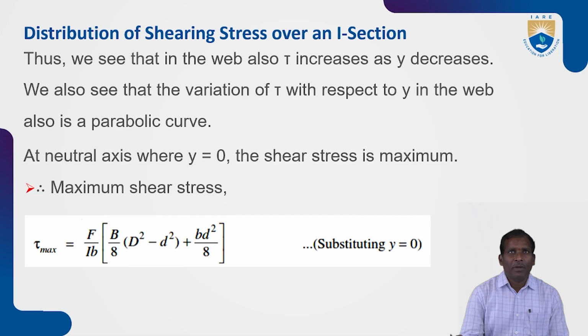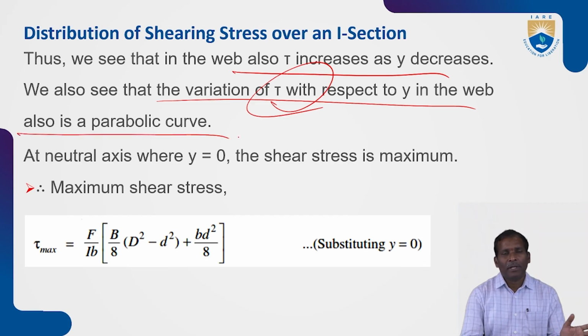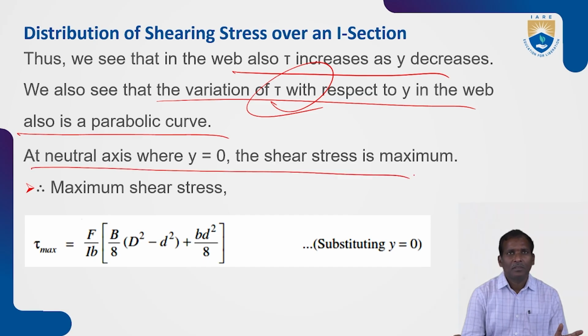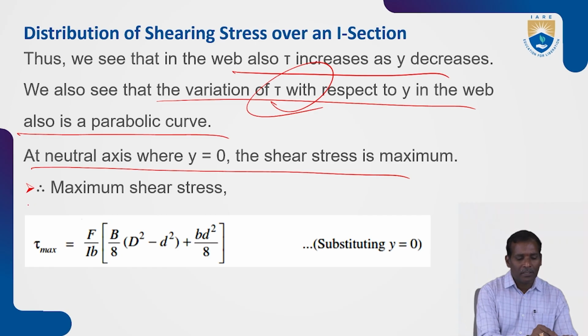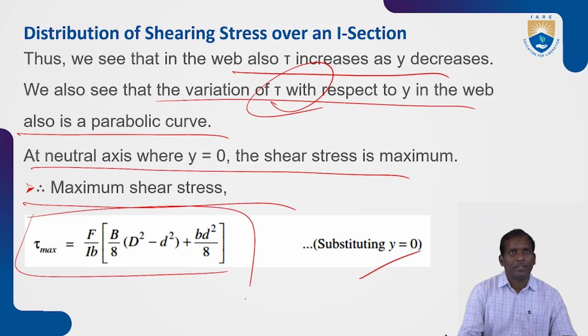Thus, we see that in the web also the shear stress increases as y decreases. We also see that the variation of shear stress with respect to y in the web also is a parabolic curve. So at the neutral axis where y is equal to 0, the shear stress is maximum. So substitute the y value 0 in the shear stress equation, and you will get the maximum shear stress.